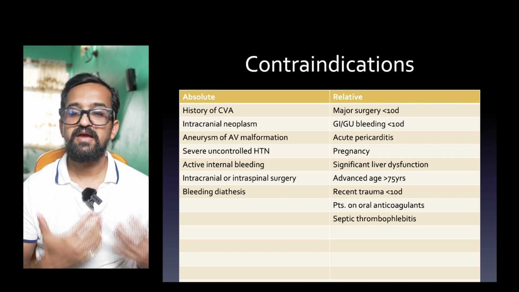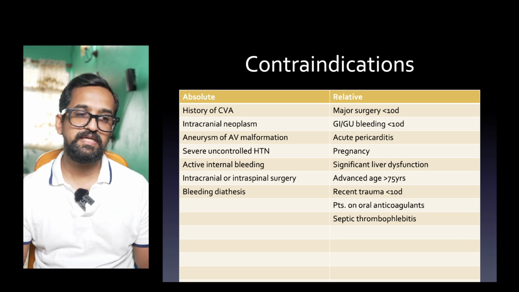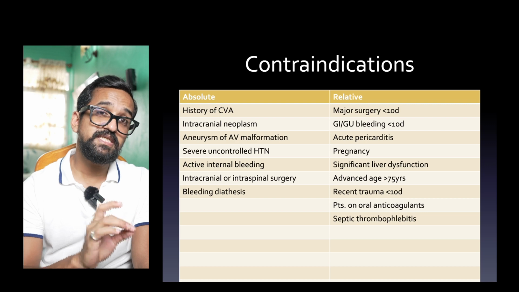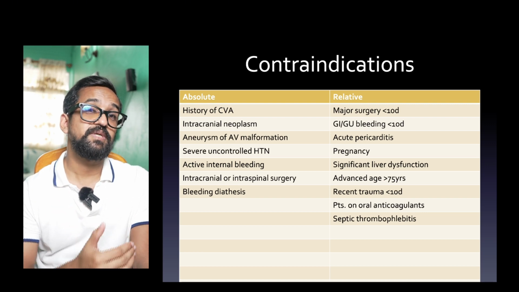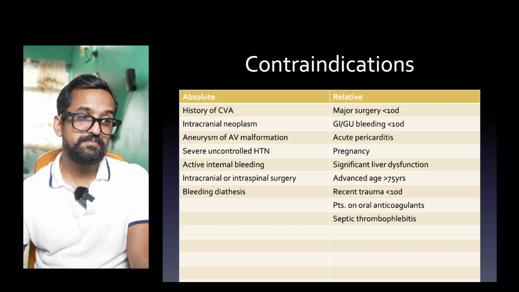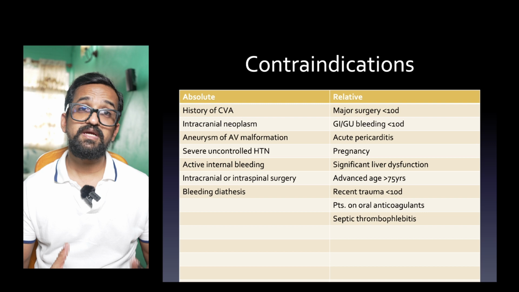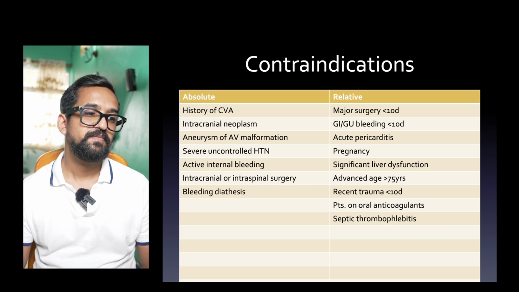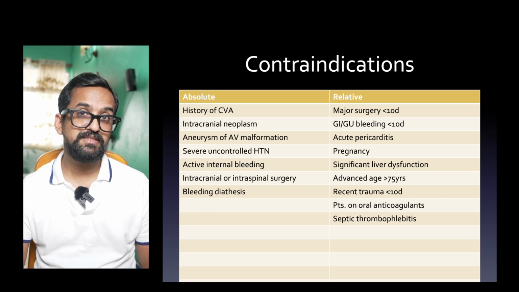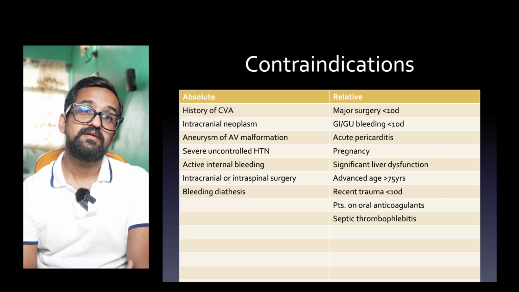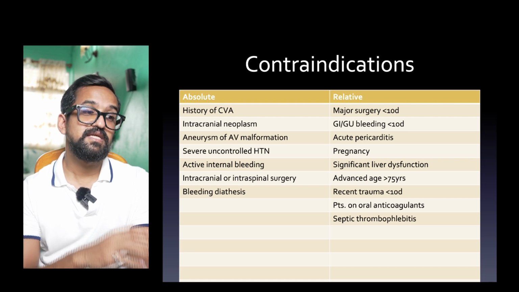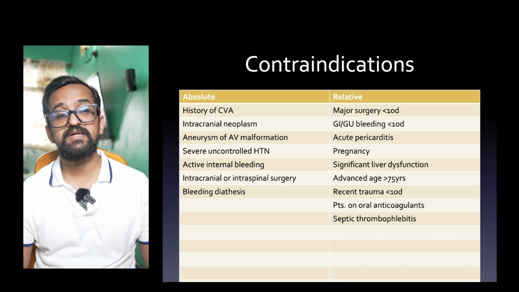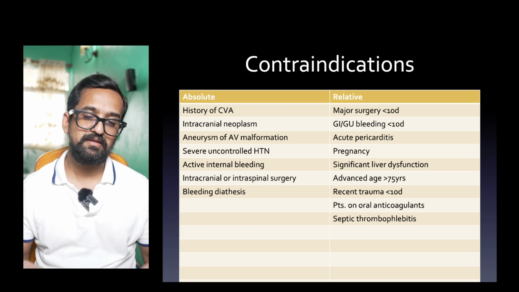Obviously, every thrombolytic has absolute and relative contraindications. These are the absolute, like history of CVA. Now, the CVA should be less than 3 months. But if it's a hemorrhagic infarct, then you probably will not be able to give this patient a thrombolytic. Intracranial neoplasm, aneurysm or AV malformation, severe uncontrolled hypertension was considered absolute, but if you can control it, then it becomes relative. Active internal bleeding, intracranial or intraspinal surgeries, probably done within like 3 months, and bleeding diathesis. It does not include menstrual bleeding, but bleeding disorders, you cannot give thrombolytics. Okay, these are other relative criteria, but you can get away with it by looking at the risk and the benefits.